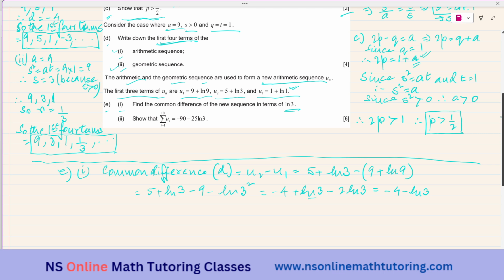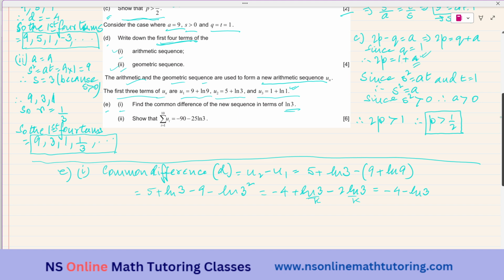If I take ln of 3 as, say, some number k, some variable k, so this will be k and this will be minus 2k. So k minus 2k will be minus k. So it is minus ln of 3.